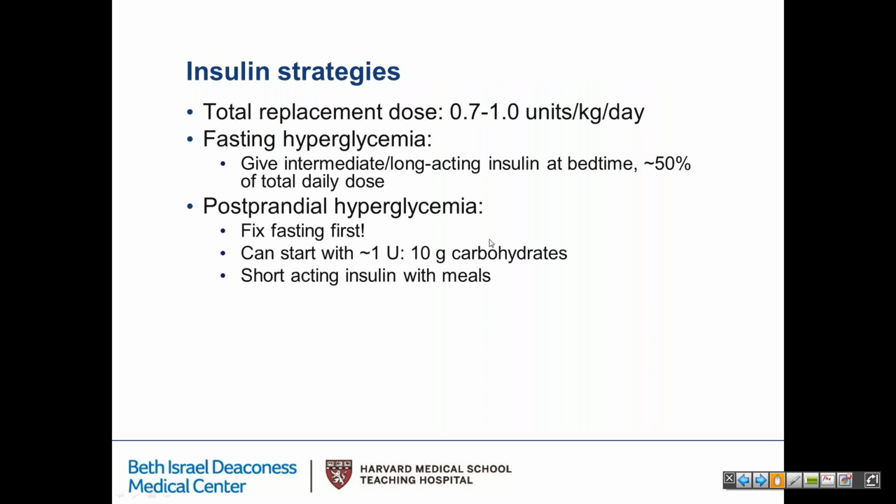In terms of insulin, if you're starting insulin, you can walk through this math. The total replacement dose is purportedly 0.7 to 1.0 units per kilo per day in the third trimester. If you do the math, let's say you have a 100 kilo patient, you do 1 unit per kilo per day, that's 100 units. You split that into half basal and half prandial insulin, so 50 units of her insulin should be delivered as basal over 24 hours.